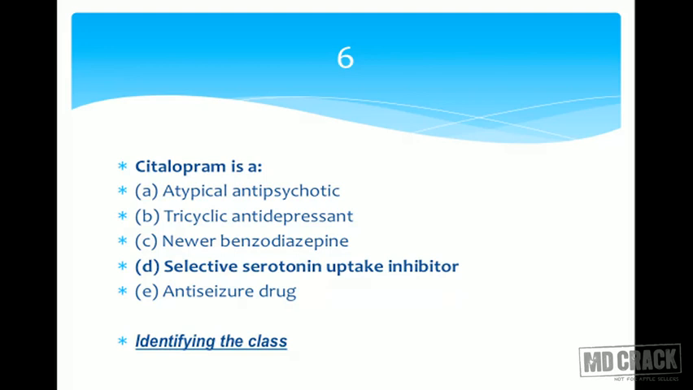Next one is tricyclic antidepressants. I'll give you a hint how to remember it. Tricyclic antidepressants are pramines and triptylines. I'll take some names: imipramine, desipramine, pramines. Triptylines, amitriptyline, nortriptyline. These are tricyclic antidepressants.